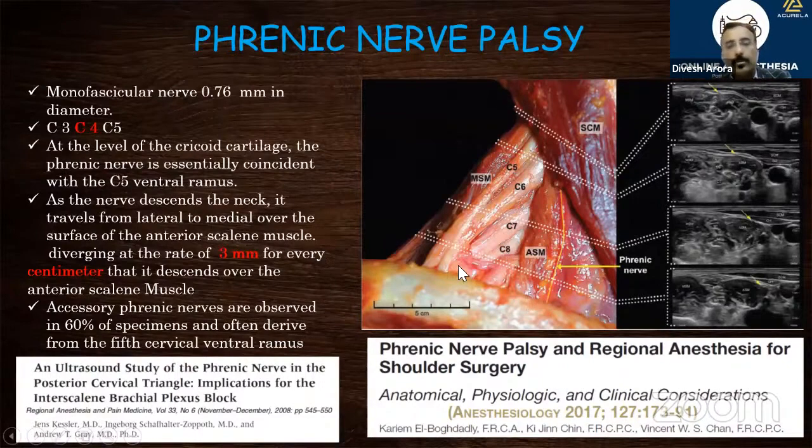So close to the supraclavicular fossa, when we give a supraclavicular block, it's almost 2 centimeters away from the site of injection. Traditionally, we were giving injection at this level using the landmark technique, but with ultrasound, we are giving injection at this level. So the distance has increased to around 0.8 or 1 centimeter or so, thereby reducing the chances of phrenic nerve palsy.